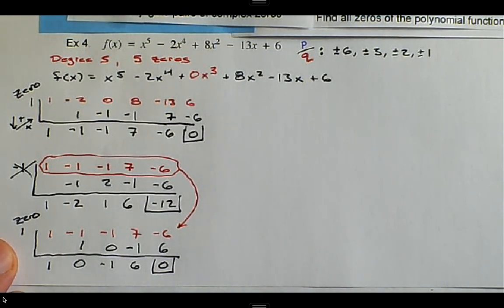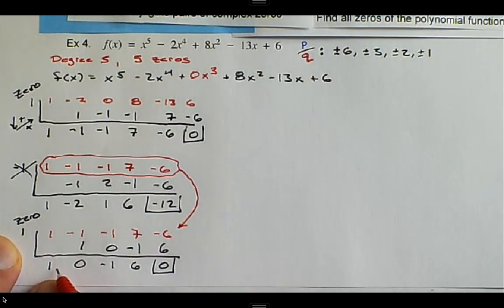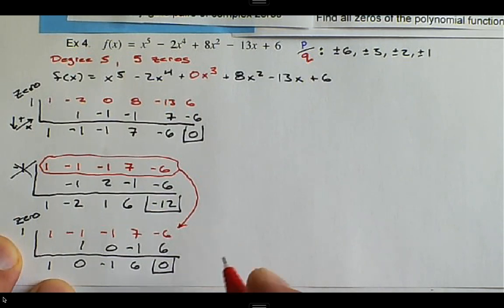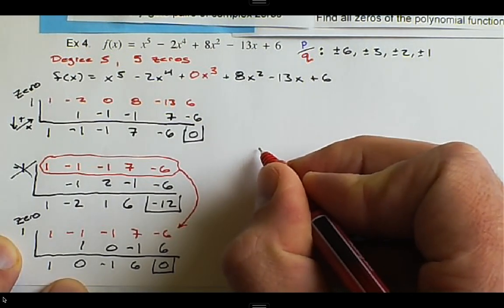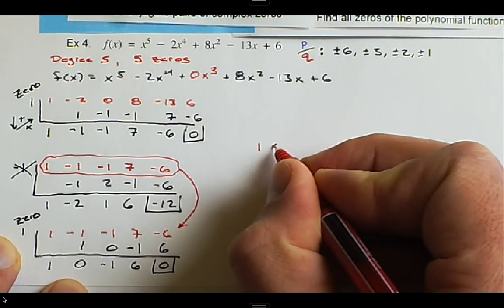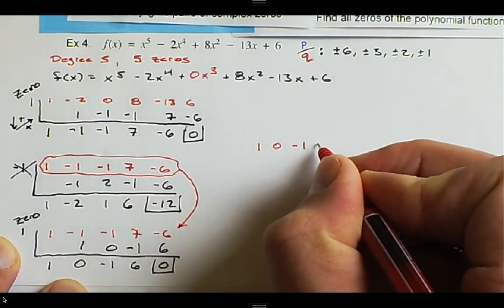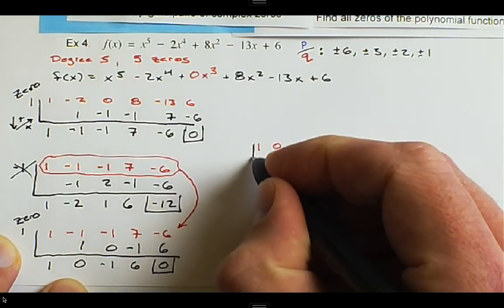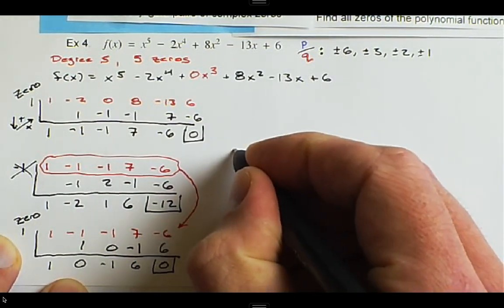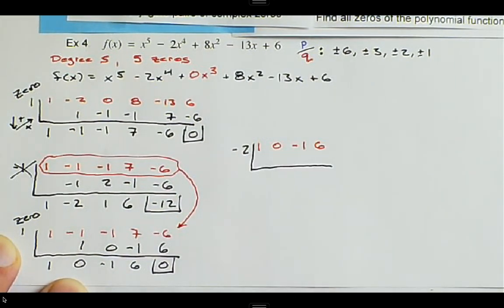So we're still working on this. This is the remaining polynomial down here. So we're going to substitute these values back in for synthetic substitution. And we're going to pick the values, those are the 1, 0, -1, and 6. And I'm going to substitute in -2.